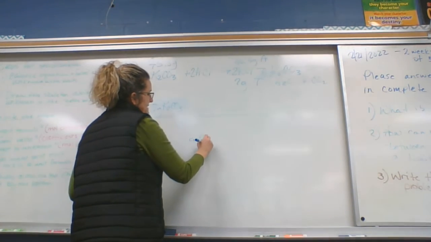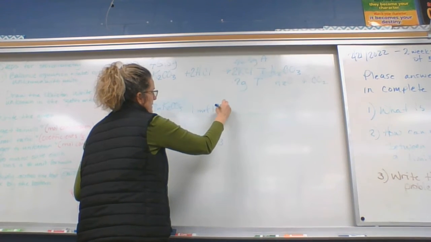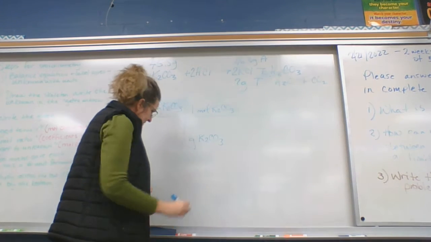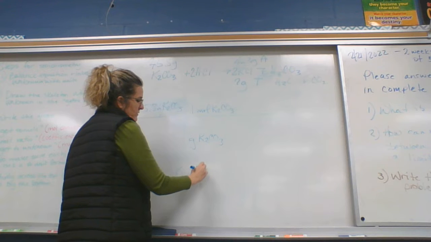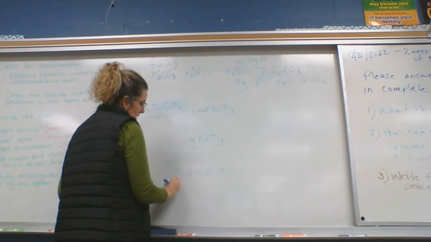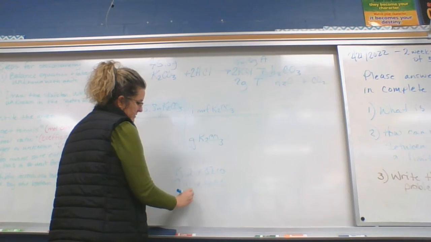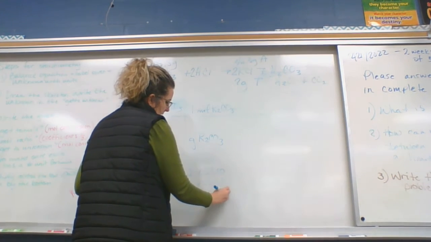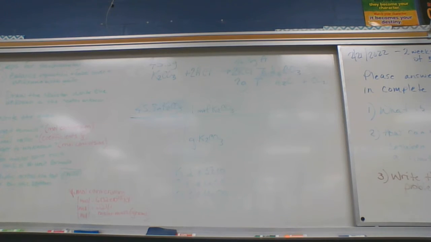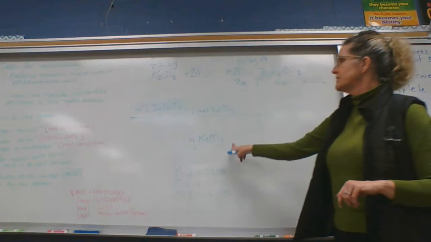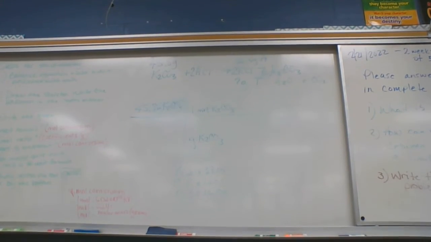So grams of K2CO3 is equal to 1 mole of K2CO3. What's the molar mass of potassium carbonate? So potassiums, there's two of them times 39.10. Carbon, there's one of them times 12.01. Oxygen, there's three of them times 16. And what is the answer to that? Because that's how we get to the words on the top or the words on the bottom. That's molar mass. That's our conversion.